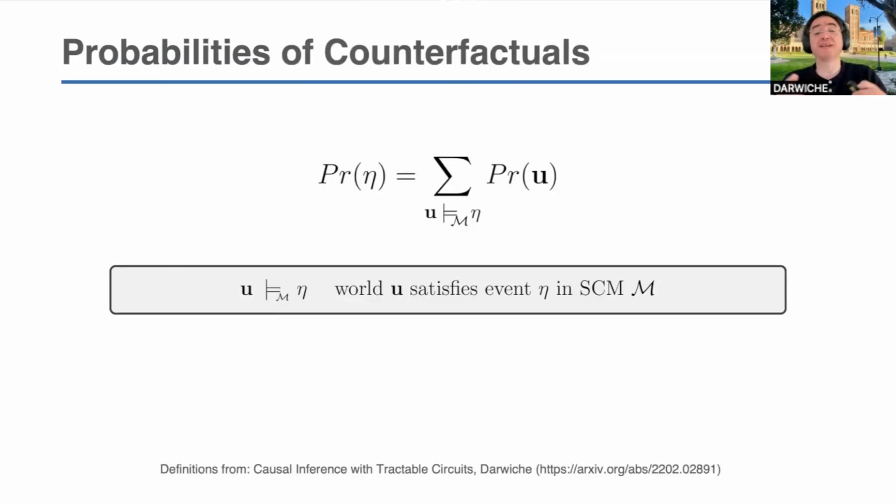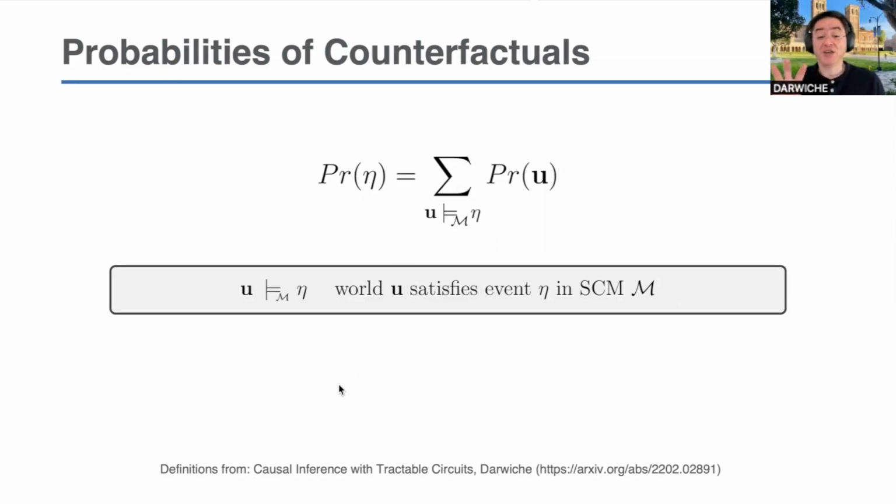And by the way, this is the golden equation that says how you compute the probability of an arbitrary event that, as we saw, could be very complex. You just sum up the probabilities of those worlds that make it true, and everything rests on this notion of satisfaction, which we just defined. And as I told you, this is not standard. You'll find these definitions in this paper that is on the archive.